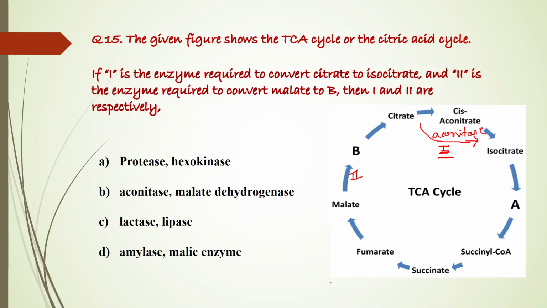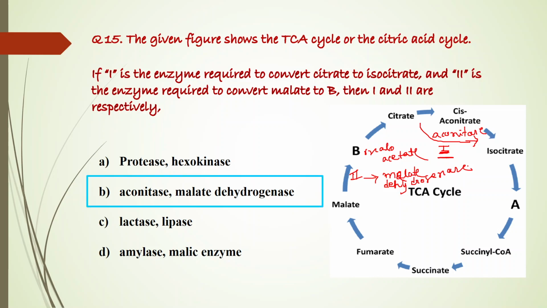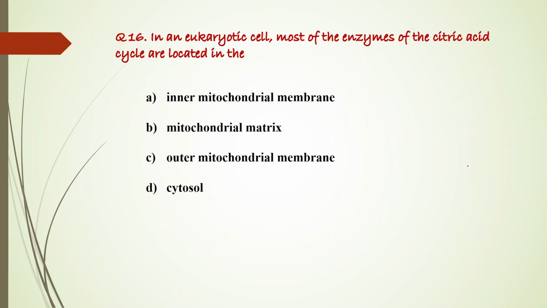If you know that, you already know which option should be correct. Still, what enzyme is used here? From malate we are forming oxaloacetate here. And which enzyme governs this reaction? You have malate to oxaloacetate, so the enzyme that works here is malate dehydrogenase. So which should be the correct option then? Option number B. 1 is aconitase and 2 is malate dehydrogenase. Option number B. Okay. Going to the next one.